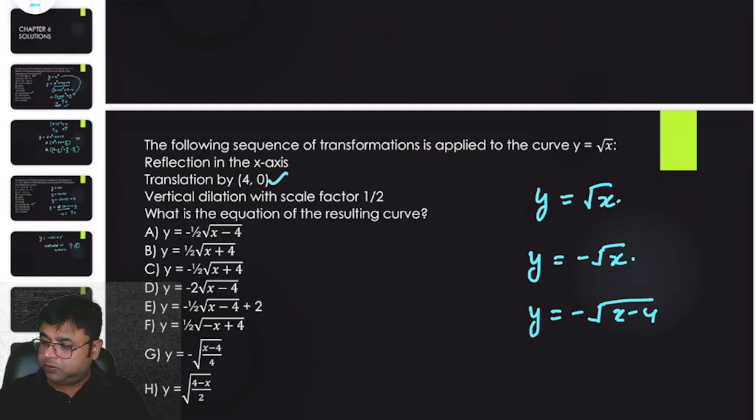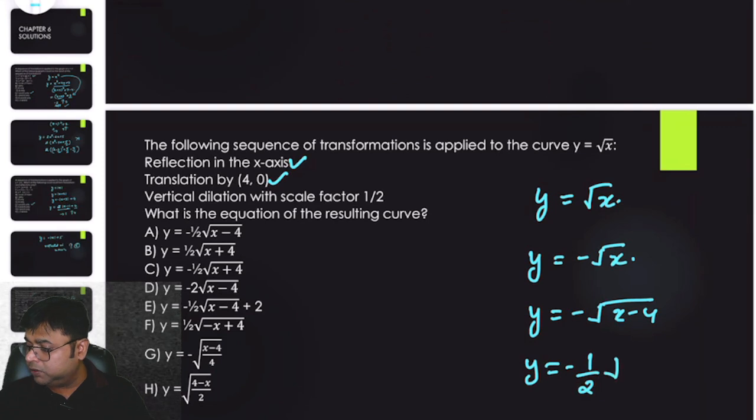After this, we have done 2 of them. Vertical dilation with half means every y coordinate has become half, as I've told you in the last video. So it will become this. Now they are saying what is the equation of the curve. So if I look at it carefully, minus half into root of x minus 4. So A is the right answer.